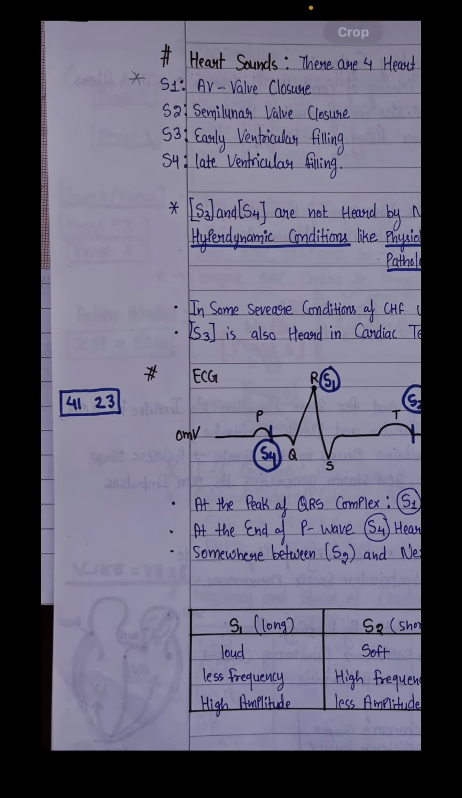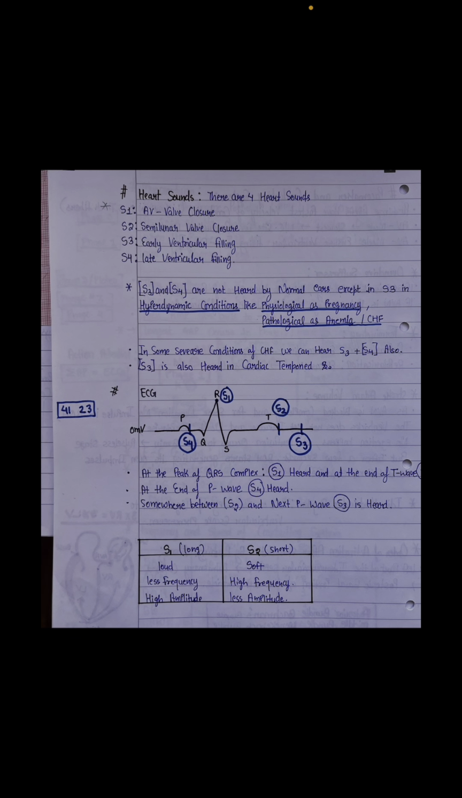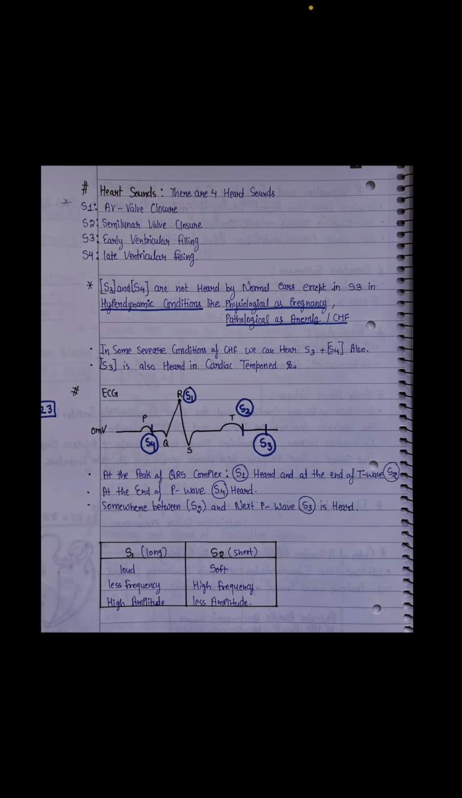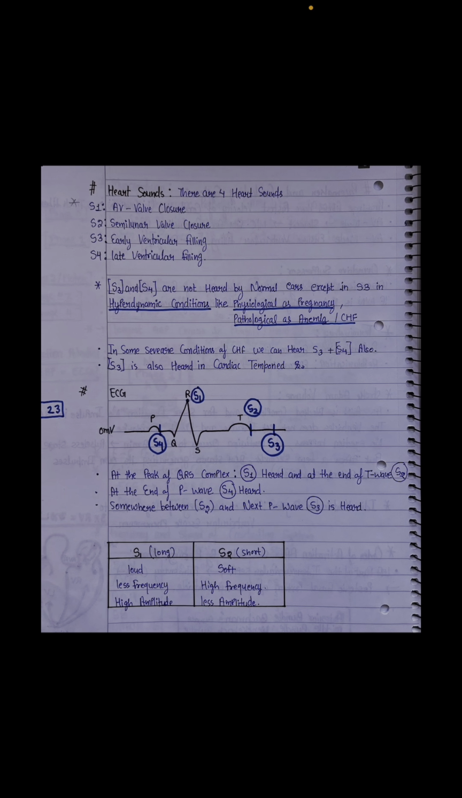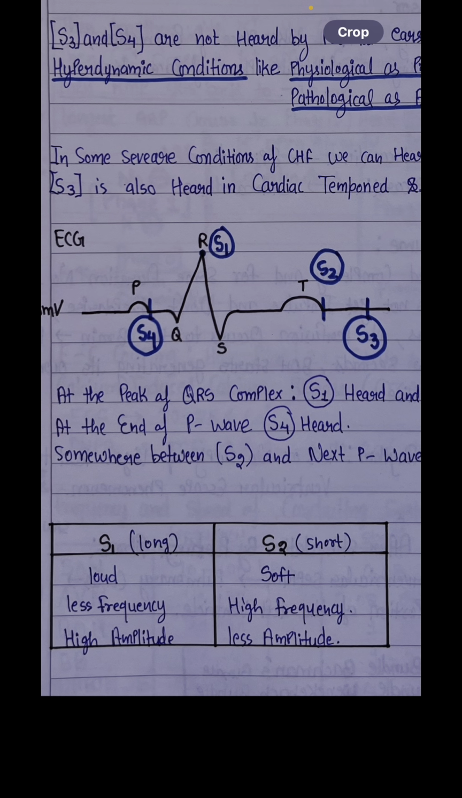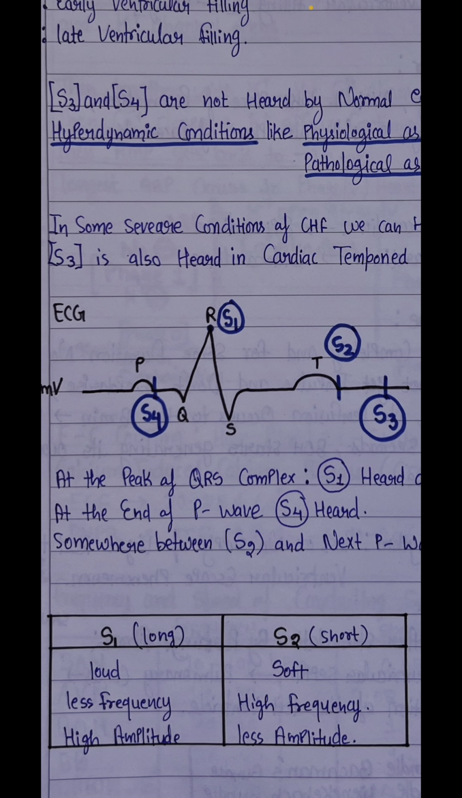Here is a short mnemonic if you want to remember these things. At the peak of the QRS complex, you will hear S1; at the end of the T wave, S2; at the end of the P wave, S4; and somewhere between S2 and the next P wave, S3 is heard. S1 we all know is loud, and S2 is softer, higher and shorter. S1 has lower frequency and S2 has higher frequency; S1 has higher amplitude and S2 has lesser amplitude.